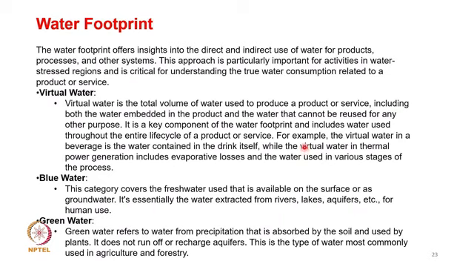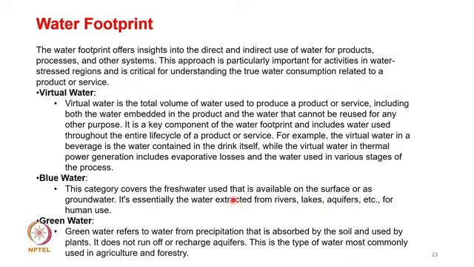One is called virtual water. Virtual water is the total volume of water that is used to produce the product or service, including both water embedded in the product and the water that cannot be reused for any other purpose. It's a key component of the water footprint that includes water used throughout the entire life cycle of a product or service. For example, virtual water in a beverage is the water contained in the drink itself, which you cannot send back because you are going to drink it, while the virtual water in thermal power generation includes the evaporative losses, because you won't be able to regenerate the evaporative losses, and water used in various stages of the process.